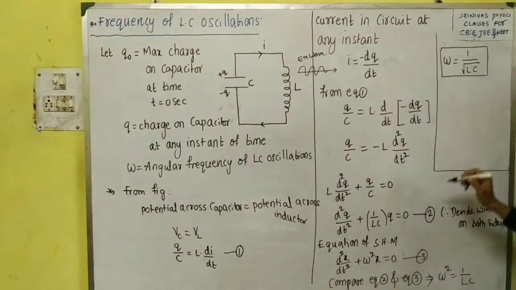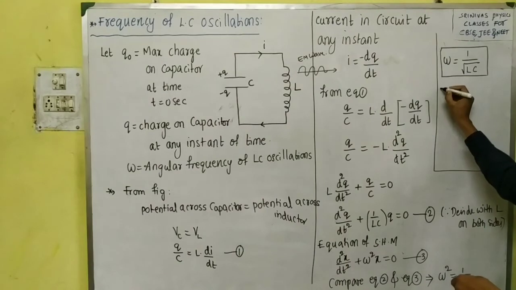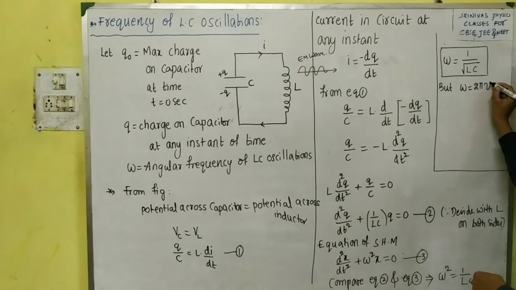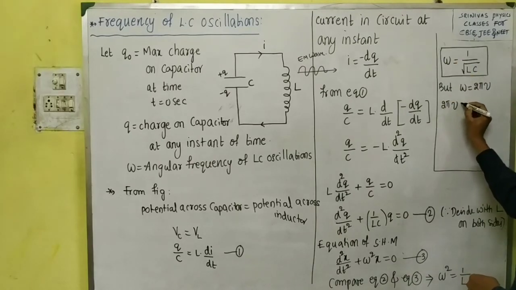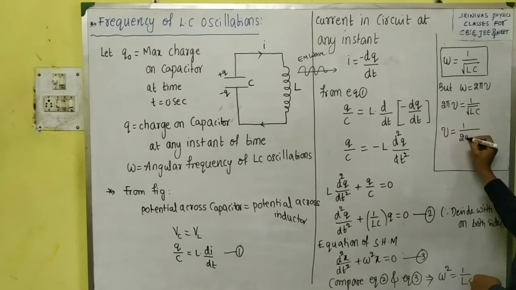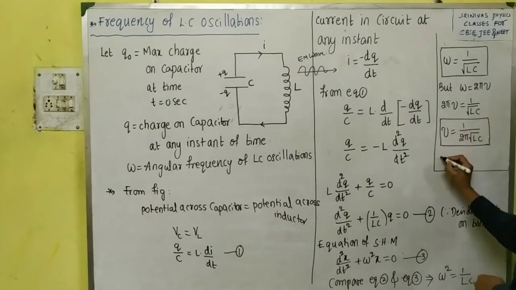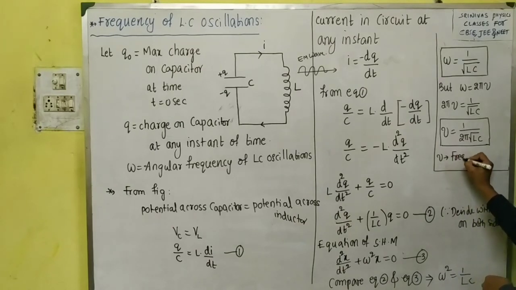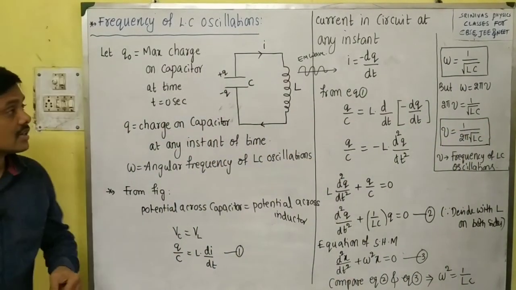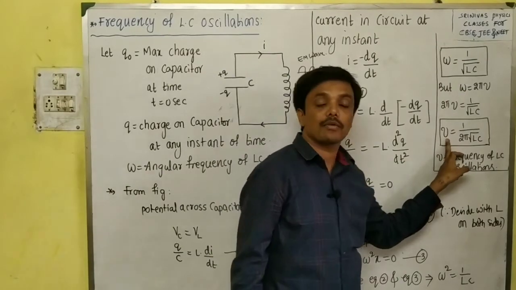This is the angular frequency, but if you want the linear frequency, we know that omega is equal to 2 pi nu. Then 2 pi nu is equal to 1 by root LC. From this, nu is equal to 1 by 2 pi root LC. What is this nu and what is that omega? Omega is the angular frequency, nu is the general frequency, the frequency of LC oscillations. This is the formula for the angular frequency and this is the formula for the linear frequency.